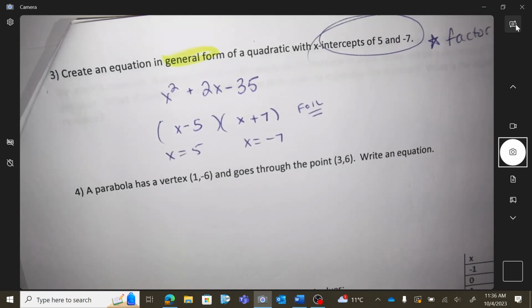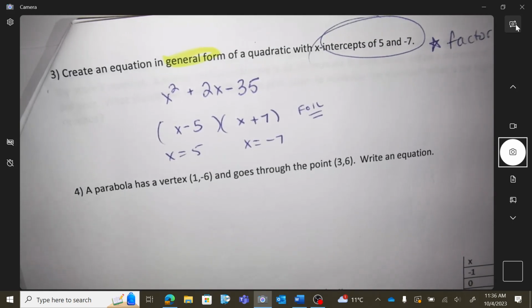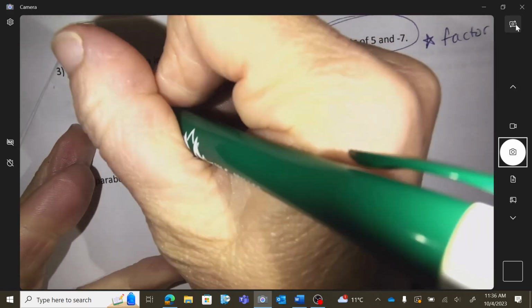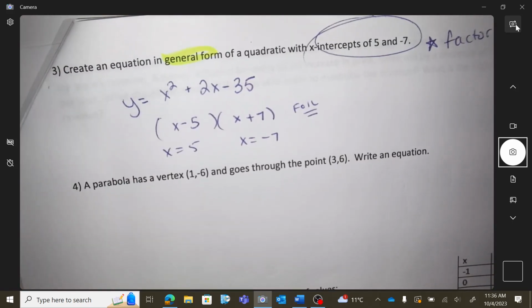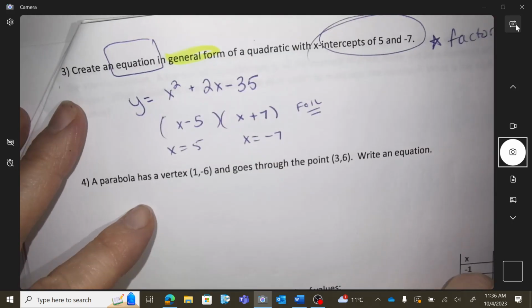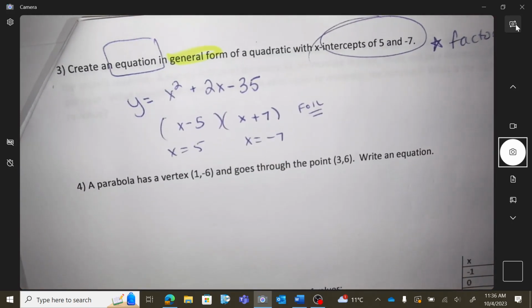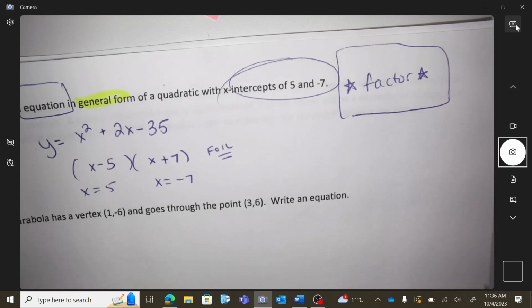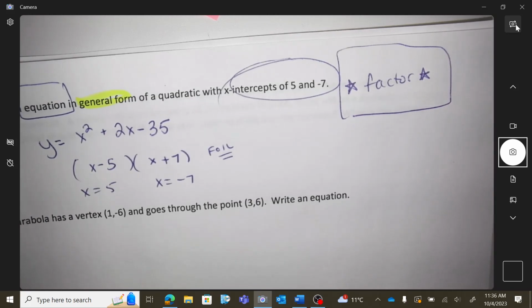Okay, then this person has a deduction on their test for the answer that they gave me. They are not 100% correct. They got 90% on this question. What are they deducted for? Y equals. Okay, look at this. Write an equation, and then you've got to have something with an equal sign, right? So right before your test, make sure you review anything with x-intercepts, factoring.